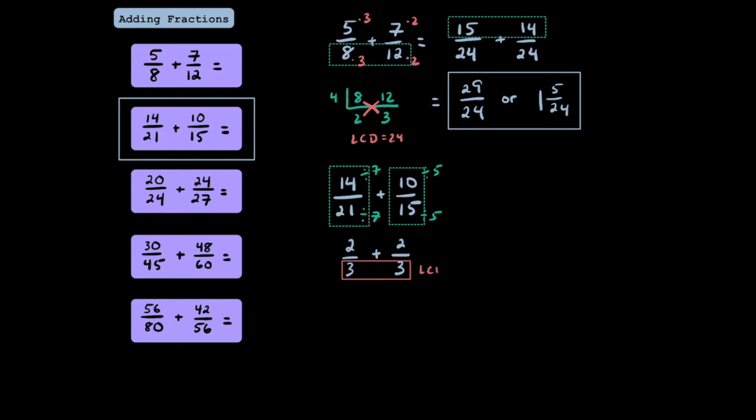It's a good thing we simplified first, because 3 is already our LCD, and we don't have to do any extra work to do that. Also, we have much smaller numbers to deal with here. 2/3 plus 2/3, if we add the numerators, is just going to be 4/3. This is our final answer, and we can write it as 1 and 1/3 as well.